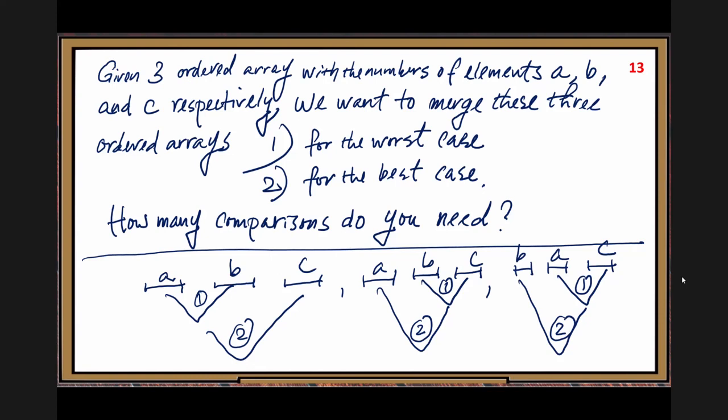Should we get different outcomes? Some special way would allow us to do better than the other ways. And the answer could be different for the best case and the worst case. Here, for the worst case, we use the formula m plus n minus 1 comparisons for each merge. For the best case, we use the formula minimum of m and n. Different formulas. So the answers could be different for best case and worst case.